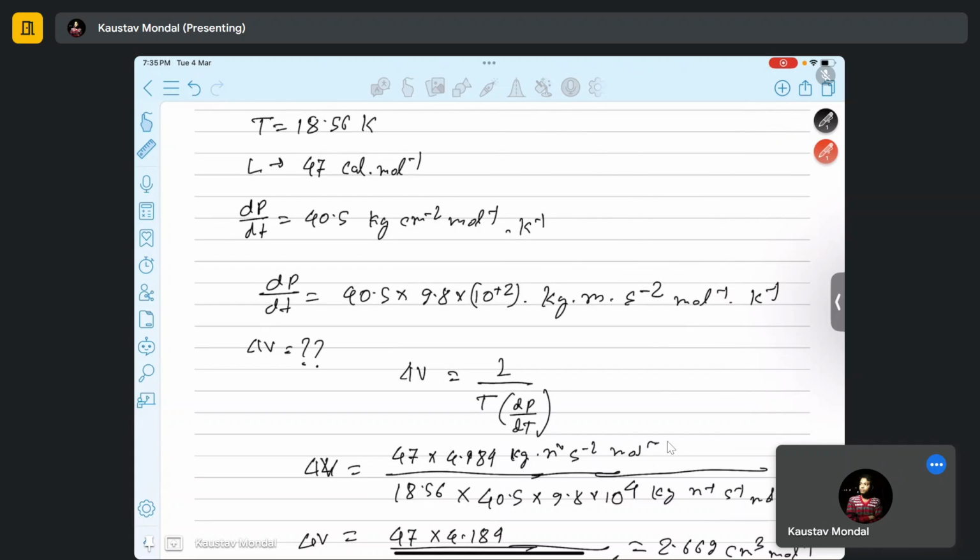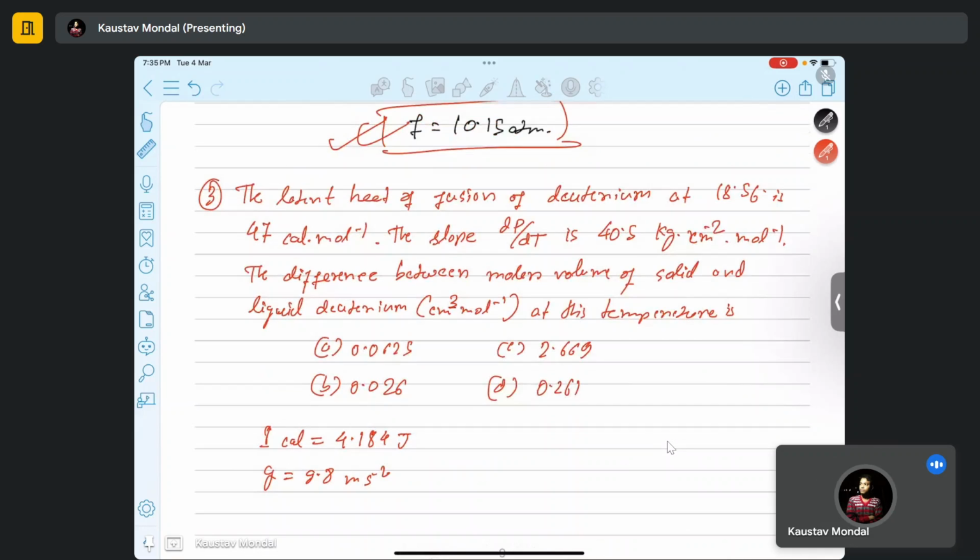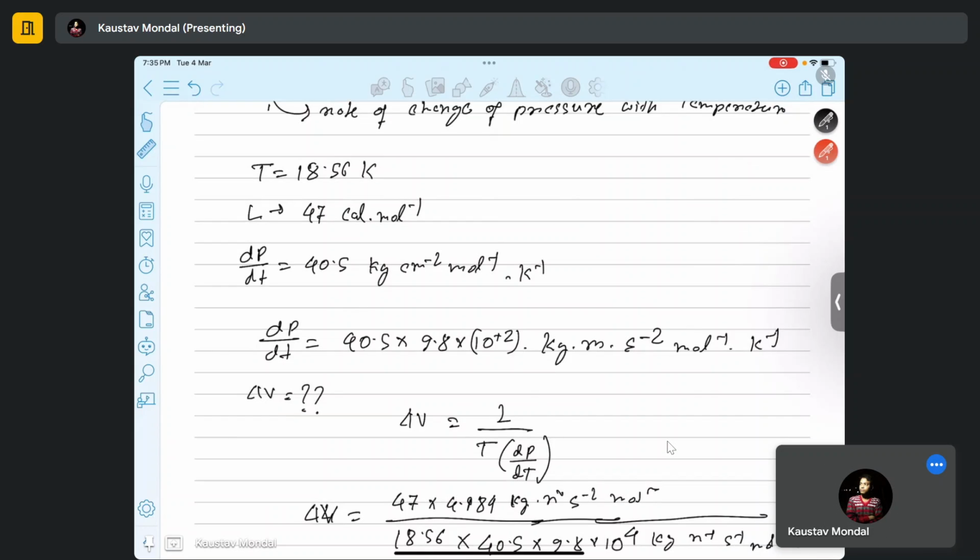So this would be the final value you'll be getting for delta V. Okay. So let's just check, is there 2.669? Yeah, there is 2.669, right? This would be the correct answer for this problem. So problem number 3 is done. Now we go to problem number 4.